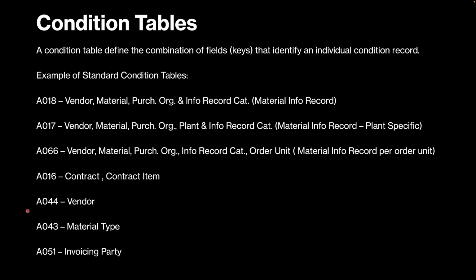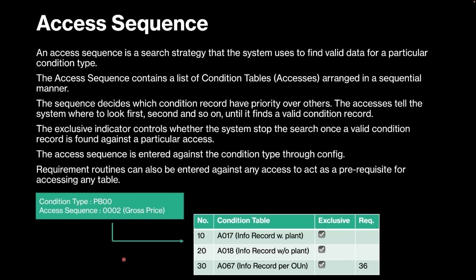Then you have these general tables also. That is, table number 44 is for vendor, 43 is for material type, and 51 is for invoicing party. Okay, so you can see you have different condition tables which contain a combination of various fields from your purchasing document. Okay, now let's understand what is an access sequence.